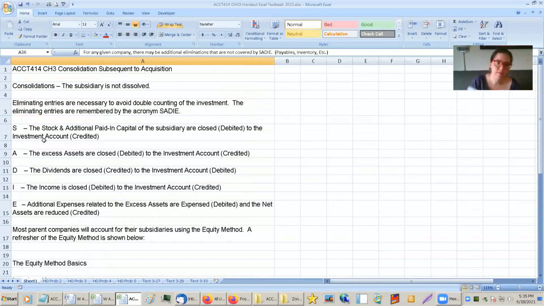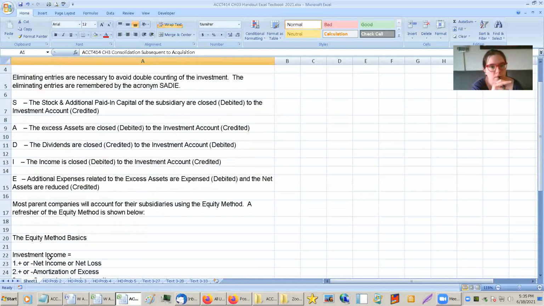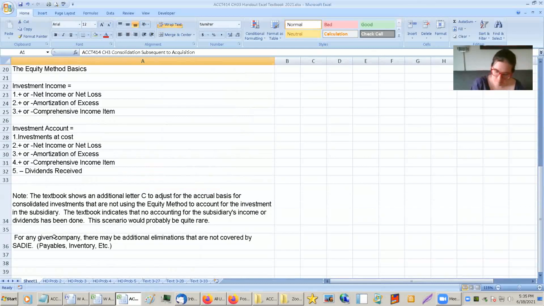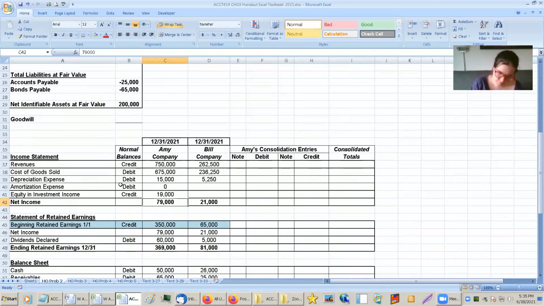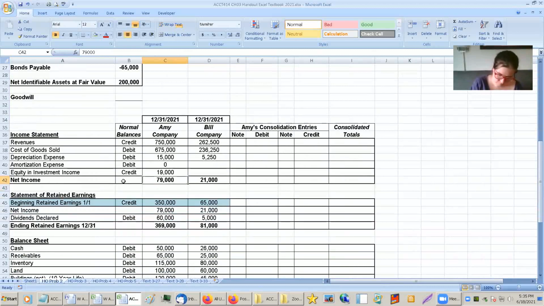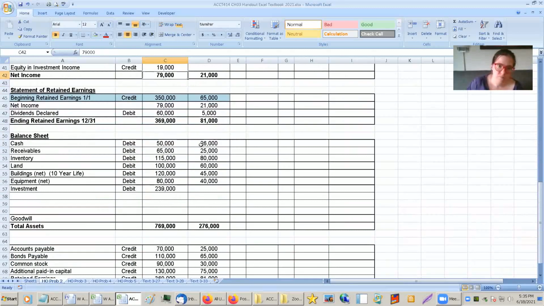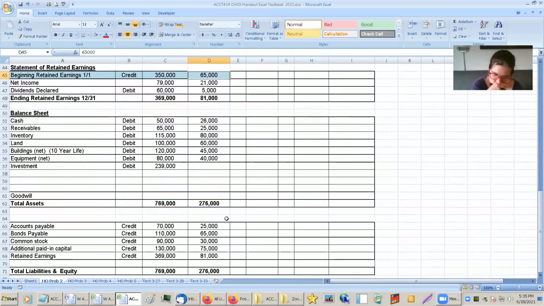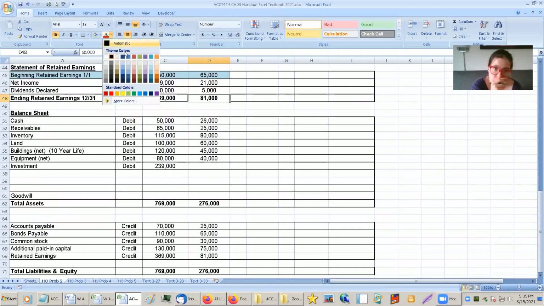And by the way, the stuff for Chapter 3, the first page is on there too. Similar to what we did before. Well, so here's the thing. Now, this retained earnings ends up going down here. This ending number.